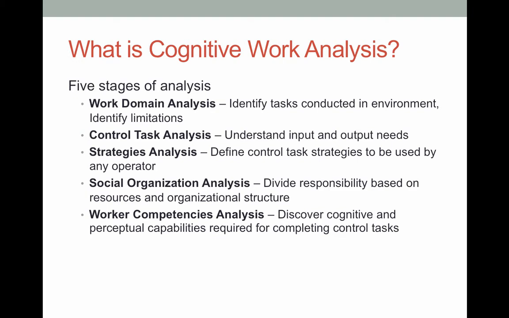The fourth phase is the social organizational analysis. In this phase, responsibility for control tasks is allocated to operators based on the workplace personnel and structure. This phase also divides tasks between human operators and computer-based systems based on purpose. The last phase is the worker competency analysis. This final evaluation identifies cognitive and perceptual capabilities needed to effectively execute control tasks. The goal with this phase is to acquire information for the purpose of creating a system design that minimizes cognitive processing and expedites comprehension.